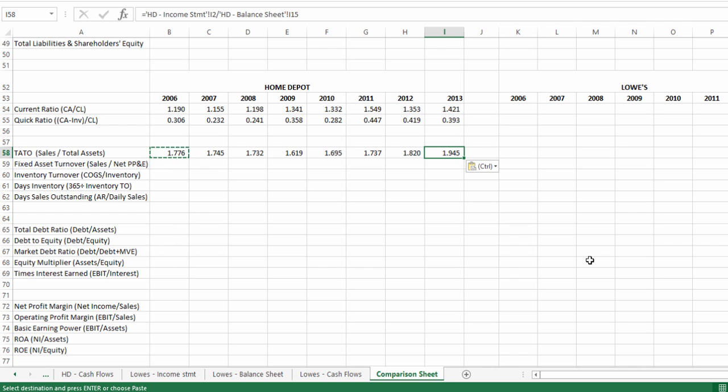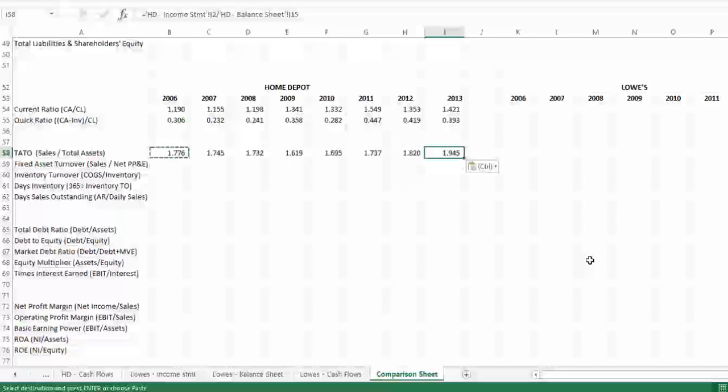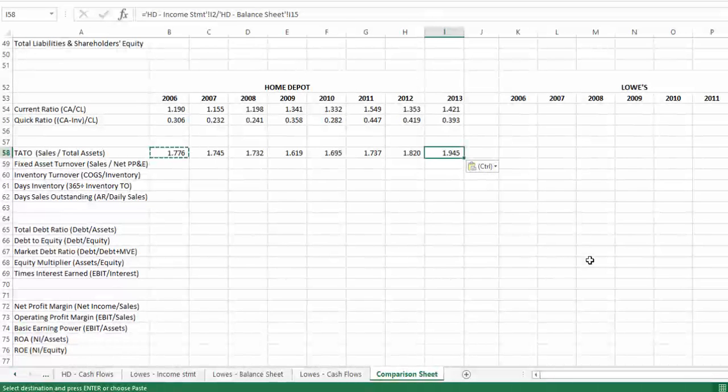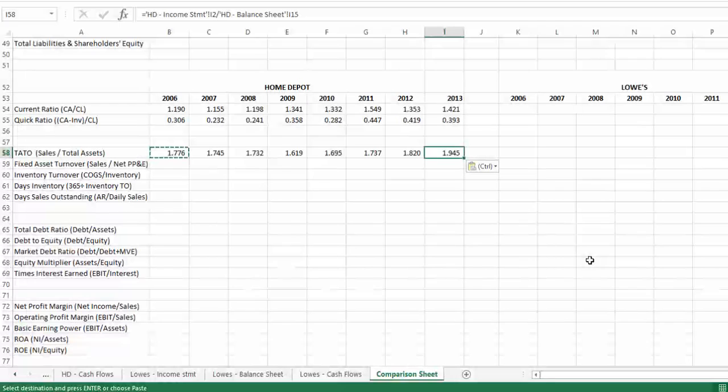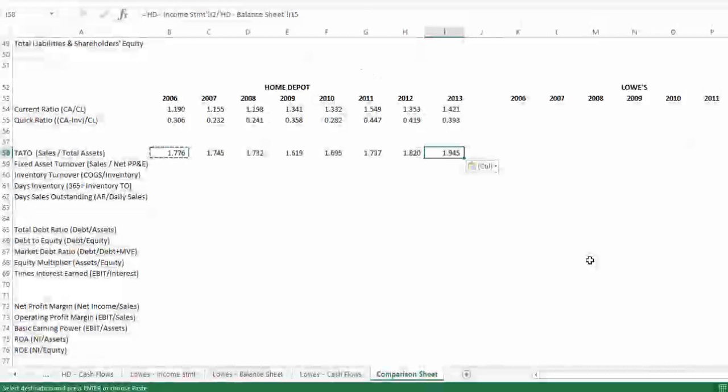And of course, from 2006 to 2009, the country was going into a recession, and obviously that affected Home Depot. With the housing market in a slump, that's going to affect their sales. So if sales go down and total assets stay basically the same, we're going to have a deteriorating total asset turnover number. But there was a significant improvement from 2009 to 2013 as the economy recovered. So the asset management has gotten better over time by looking at this one ratio.